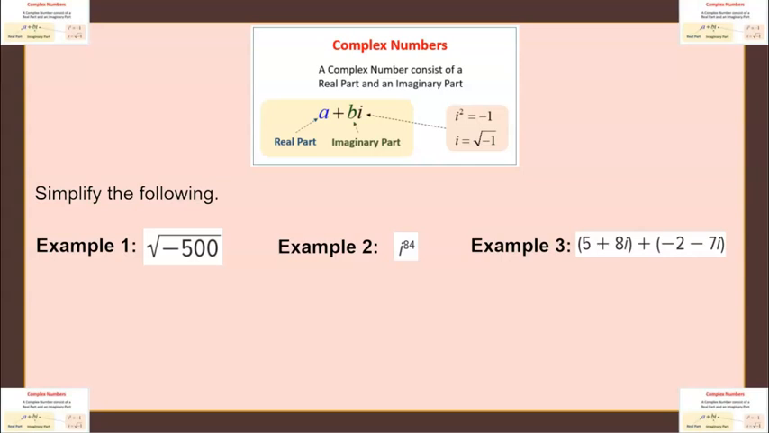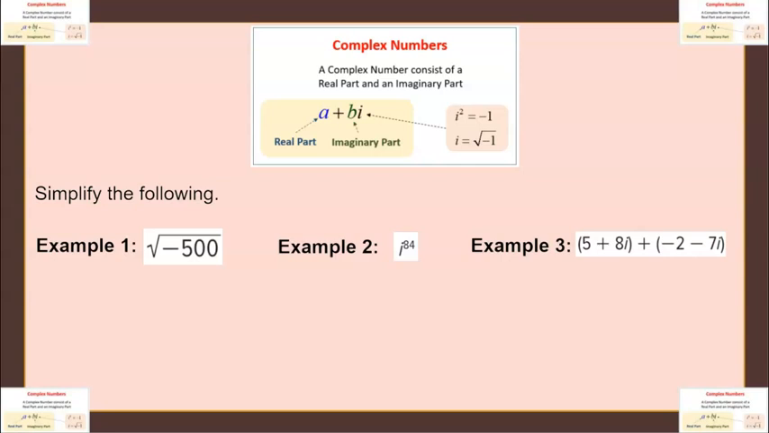This video is going to cover complex numbers and simplifying expressions with complex numbers. So first off, what is a complex number? A complex number consists of a real part and an imaginary part. And the imaginary part is identified with the variable i. So we have the real part a plus bi, which is our imaginary part. So we designate the variable i with that.